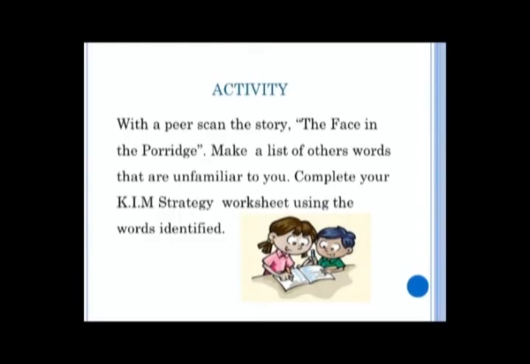Now here is another activity I would like for you to do with a partner. With a partner, scan the story, The Face in the Porridge. Make a list of other words that are unfamiliar to you. Complete your KIM strategy worksheet using the words identified. Now let's take a look at the KIM vocabulary organizer that you'll be using to complete that activity.